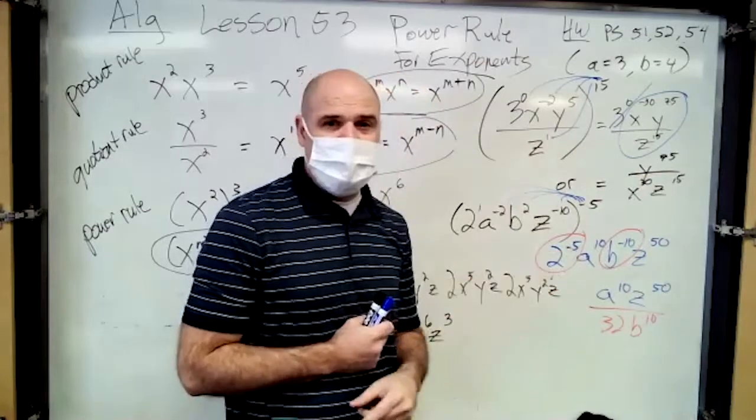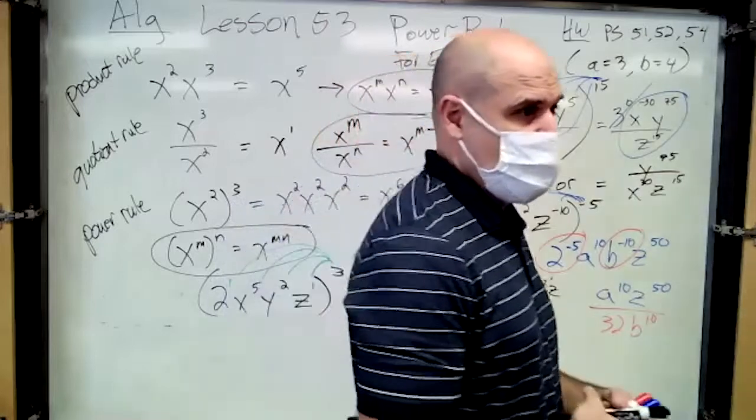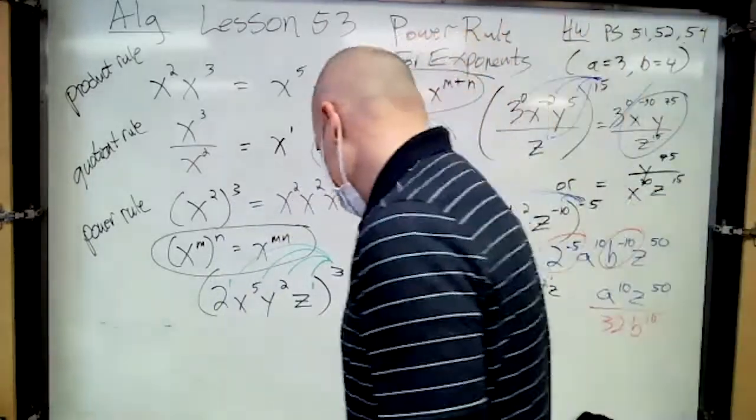Because 2 to the negative 5th is not 2 times negative 5, right? It's 2 to the negative 5th, which is 1 over 2 to the 5th. All right, moving on.